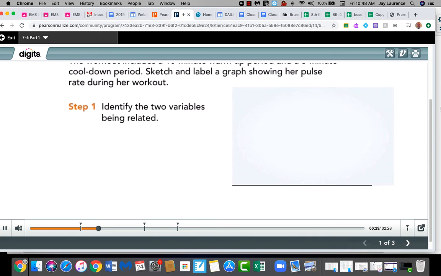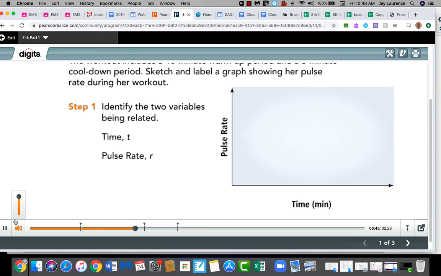Step 1. Identify the two variables being related. The variables being related are time, t, and pulse rate, r. Use the variables to label your graph, showing time on the horizontal axis. The workout lasts for 50 minutes.